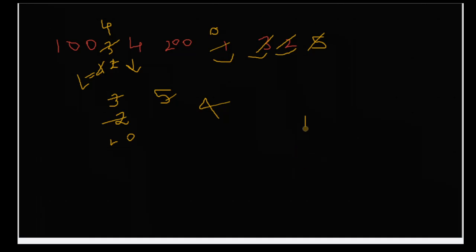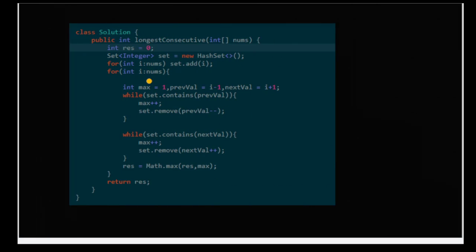So that's how it makes up to be order of n. We are visiting each and every element only once. After visiting once, we are just deleting. Let's check for the code here. As we took the result as 0, stored in a set, again took the max value, that's the max length. Previous value, next value, checked for the previous value. If it contains, increase the max length and then remove the previous and then decrease. So previous value minus minus is actually removing the previous value and then decrementing it. Same for the next while we'll do. First we'll remove and then increment the next value, and result would be the maximum of this.